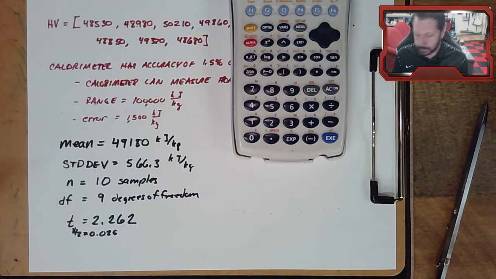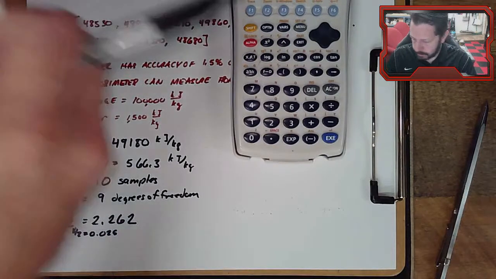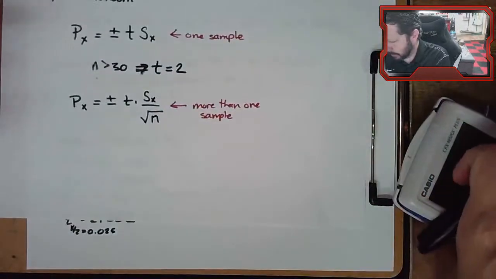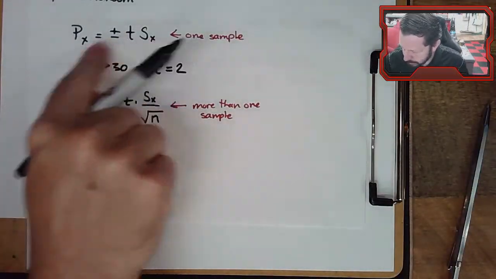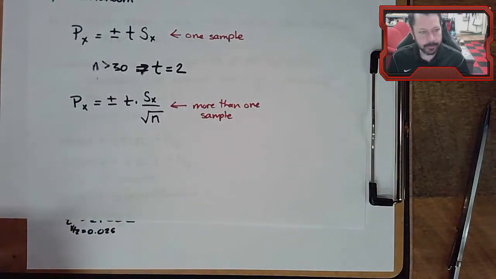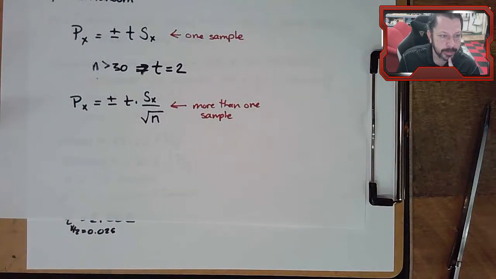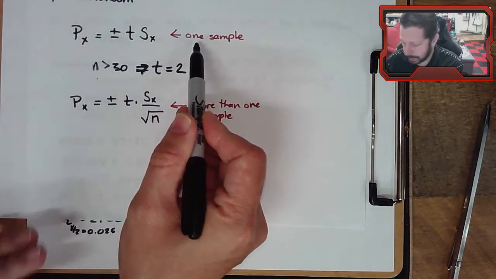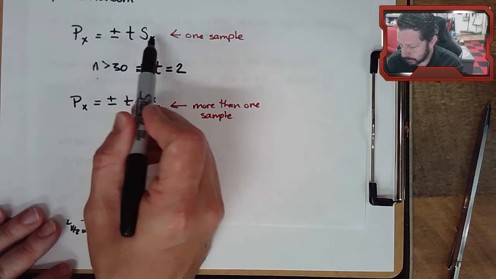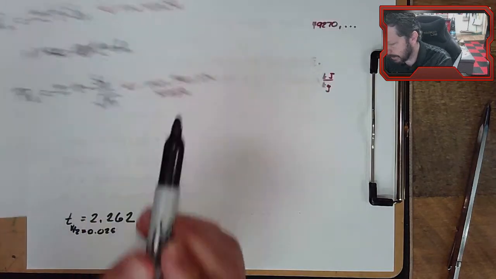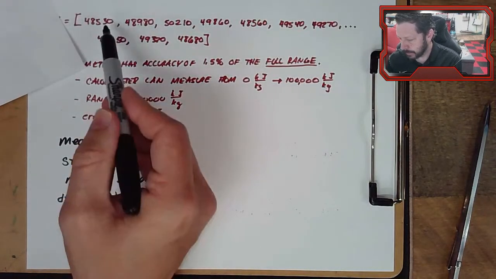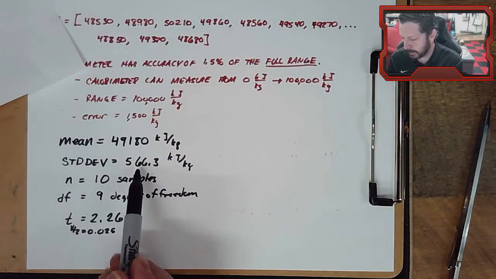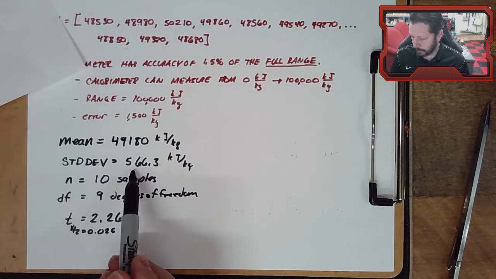All right. So we have our t value. We can go now over here and start doing this stuff. The first thing that we were asking for is the random uncertainty for each measurement. So that's for one sample. So we have t. We have our standard deviation. I didn't calculate it. I just gave you the value for it. If you calculate the standard deviation of these 10 numbers, you would get this 566.3.